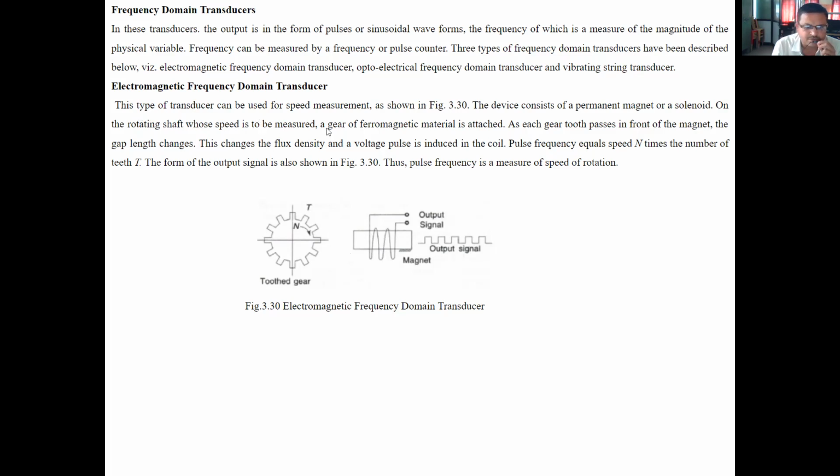This type of transducer can be used for speed measurement as shown in the figure. The device consists of a permanent magnet or solenoid on the rotating shaft whose speed is to be measured. A gear of ferromagnetic material is attached. As each gear tooth passes in front of the magnet, the gap length changes. This changes the flux density and a voltage pulse is induced in the coil. Pulse frequency equals speed n times the number of teeth t. The form of the output signal is shown in figure 3.30. Thus, pulse frequency is a measure of speed of rotation.